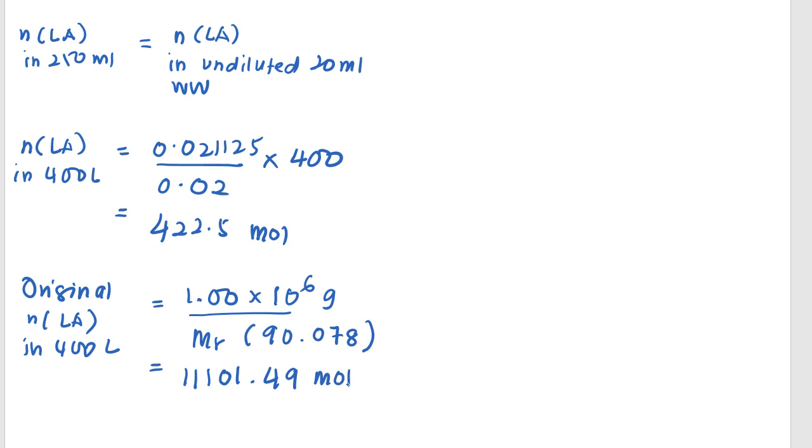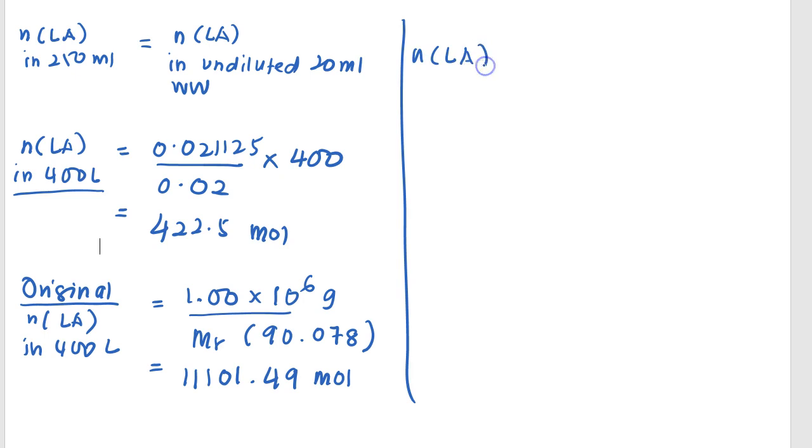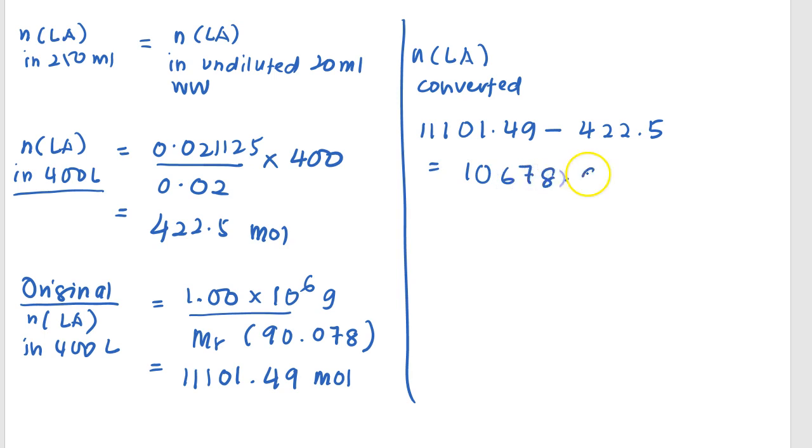Okay, so after that, very easy. You have your original, you have the unreacted number of moles. All you have to do is minus. Okay, so number of moles of lactic acid converted to polymer is 11101.49 minus 422.5. Get 10678.99 moles.